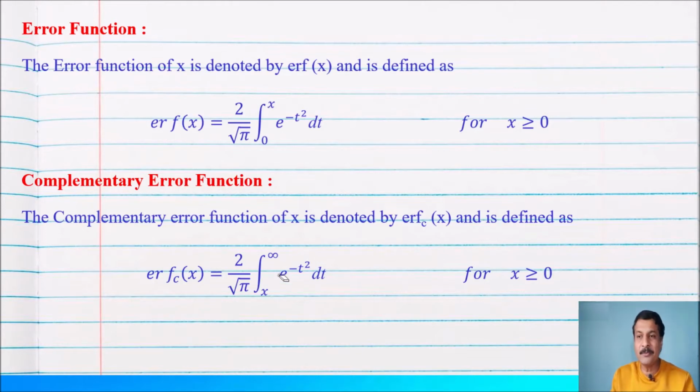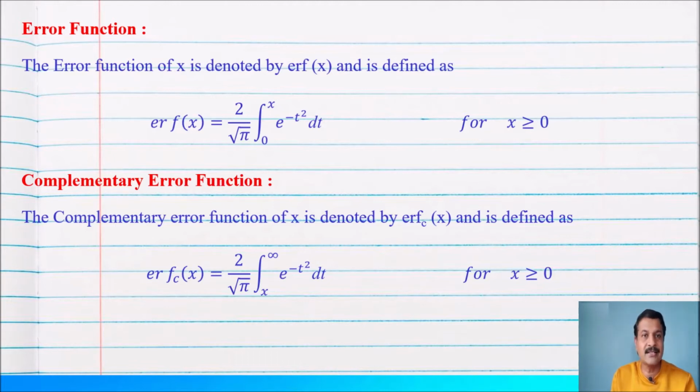The remaining 2 by root pi and e raised to minus t square is the same, and for the complement the limits are x to infinity. Suppose I want to find the complement of the error function of x square. Then the integration will be x square to infinity. For the complement of the error function of root x, it will be root x to infinity. So remember the definitions of the error function and the complement of the error function.